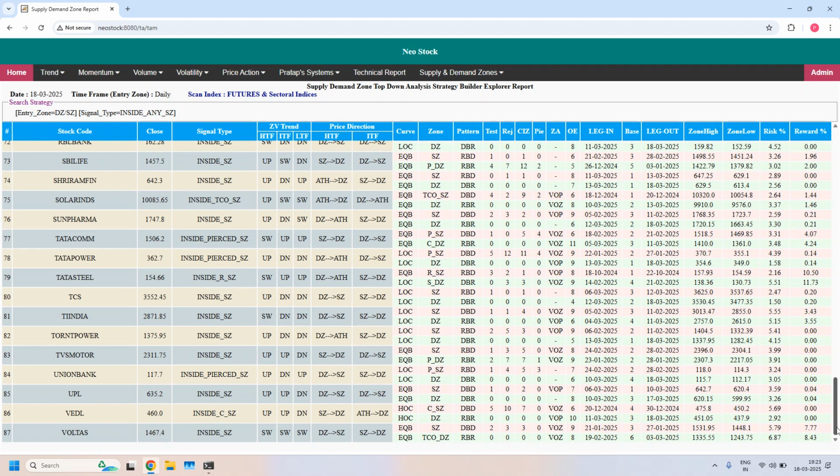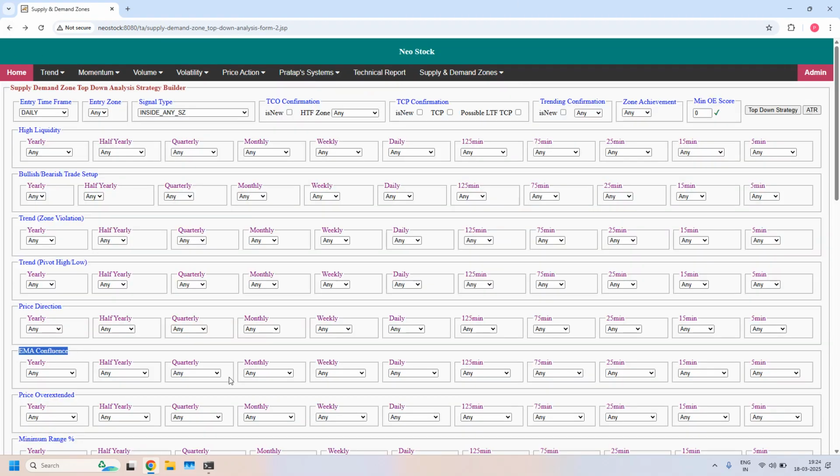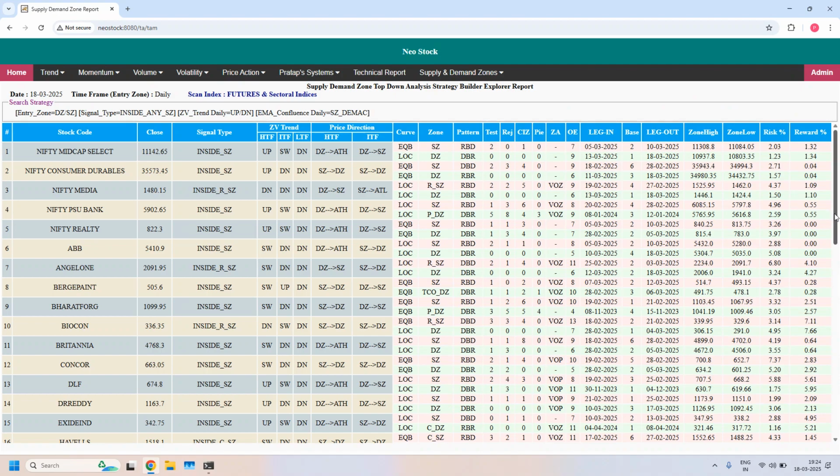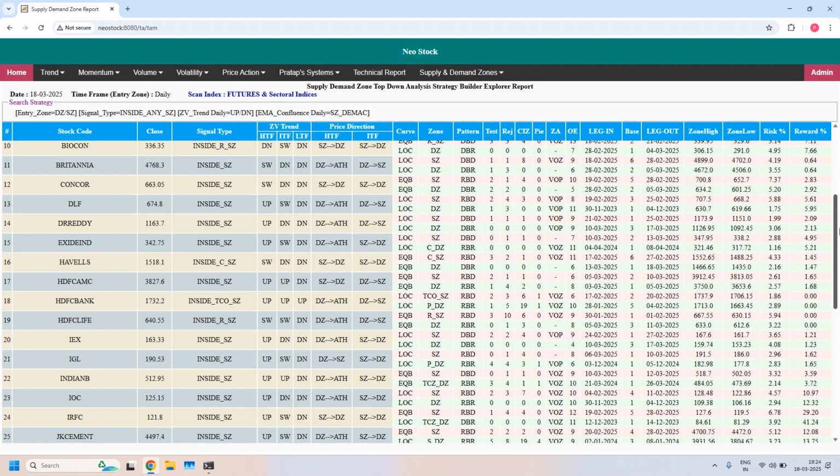Out of these 87, how many daily supply zones are having daily EMA Confluence? So let's verify. So I'm going back. In the EMA Confluence at daily time frame, I'm selecting the filter daily supply zone having daily EMA Confluence. And trend on the daily time frame should not be sideways. It can be up or down. So with these filters, now the list has come down to 43 stocks.